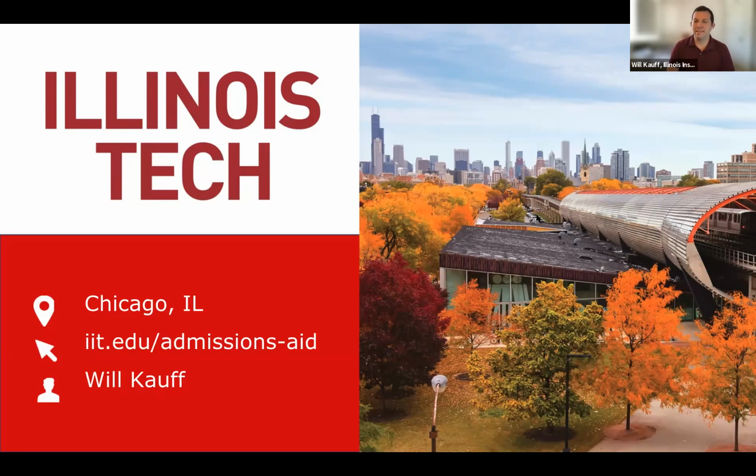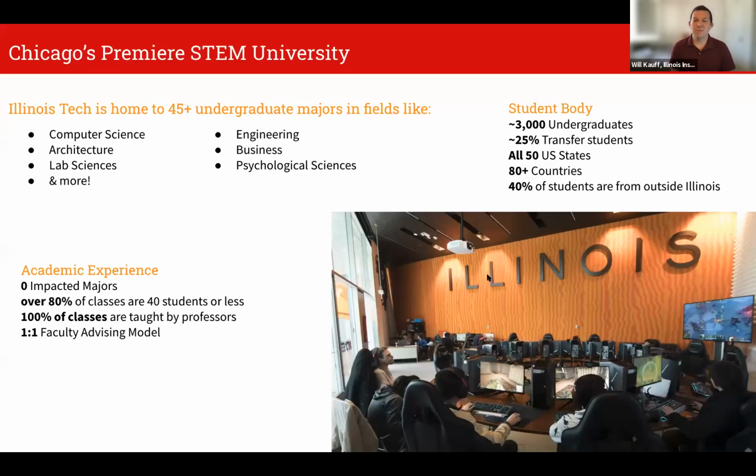We're a very modernist style of architecture, and a lot of that has to do with our architecture program. Now, in terms of Illinois Tech, it's a smaller sized institution with just about 3,000 undergraduate students total. About 25% of those students are transfer students. So by no means will you be the only transfer student at Illinois Tech. You'll find quite a community of transfers, both from the Illinois area, as well as throughout the country and even internationally at our university. You can see that we have all 50 US states, as well as 80 different countries represented as well. And at Illinois Tech, we provide options for our students to study in 45 different majors.